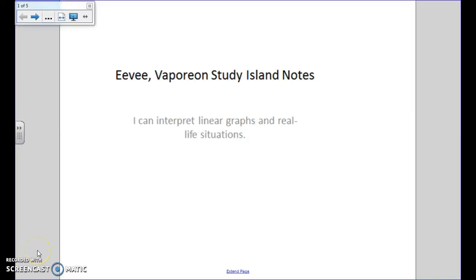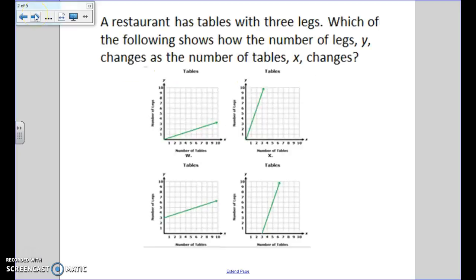Alright, this is Mr. Gillum, and today we're going to be looking at some linear graphs again, and we're going to put some real life situations with those linear graphs. These problems are similar to ones you're going to see on your study ion assignment tomorrow, so make sure you take really good notes today so you have a good example of how to solve some of these different problems.